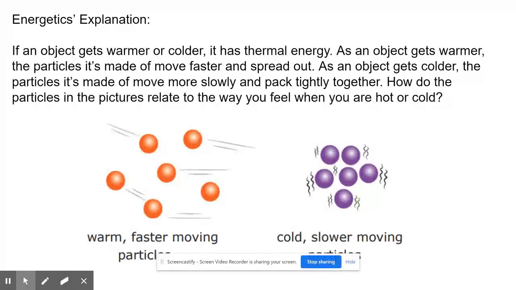When you look at the purple cold particles, you're noticing that they're shaking a little bit. They're really close together and they're not moving very much. When we are cold, it helps us to be in a group by other people where we can get warm with each other, right? So we can think about these particles in the same way.